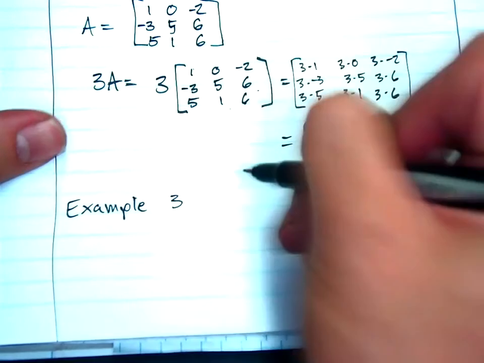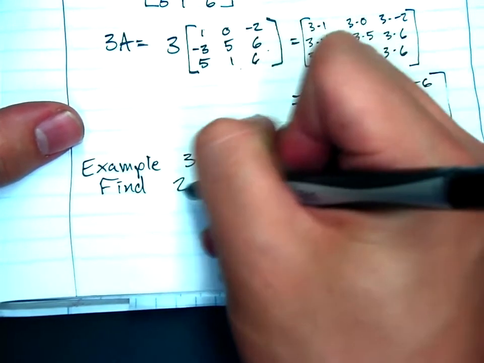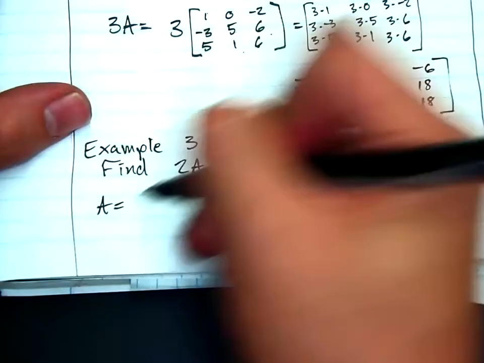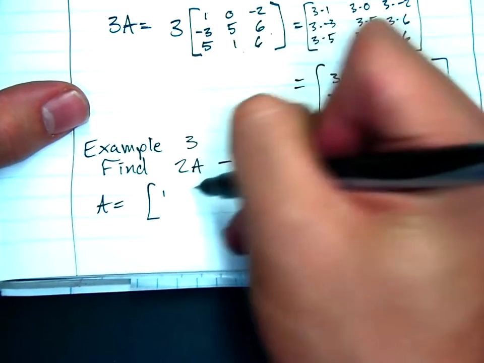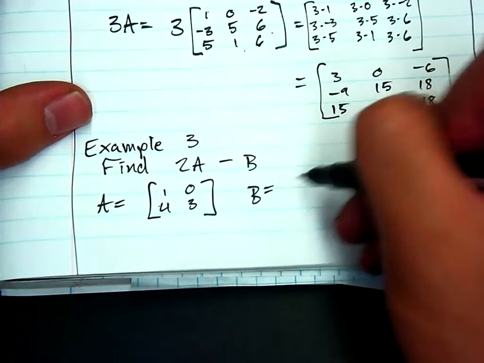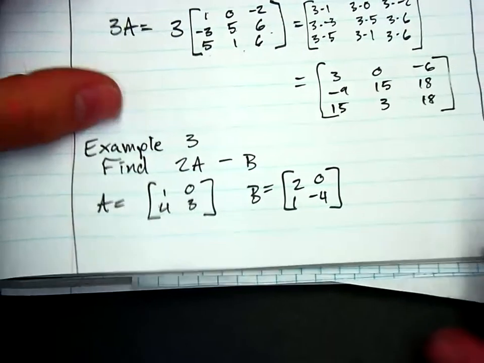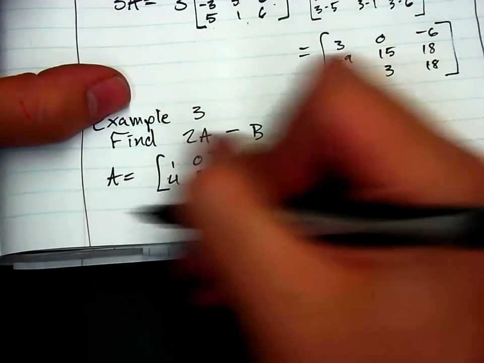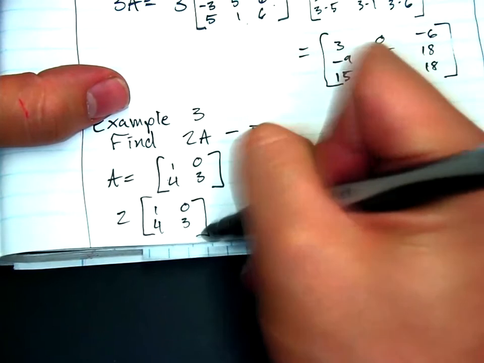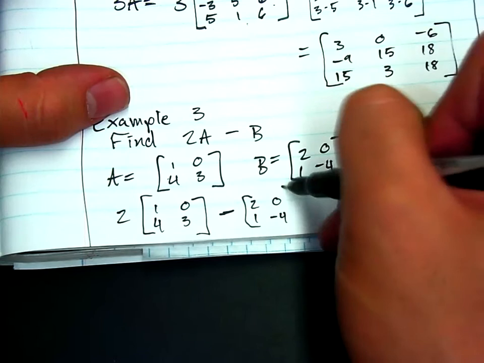But example 3, let's say that we were asked to find 2A minus B. And then A is going to be 1, 0, 4, 3. B is going to be 2, 0, 1, negative 4. Okay. So to do this, I would rewrite it. Scalar 2 times 1, 0, 4, 3. And then minus 2, 0, 1, negative 4.